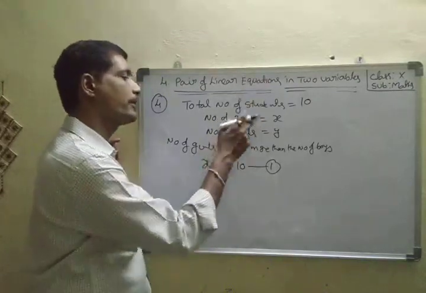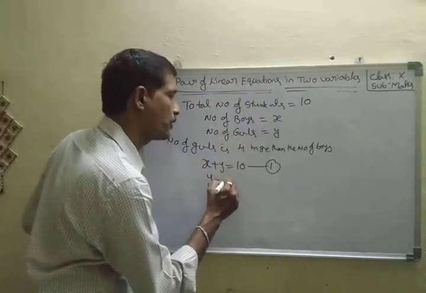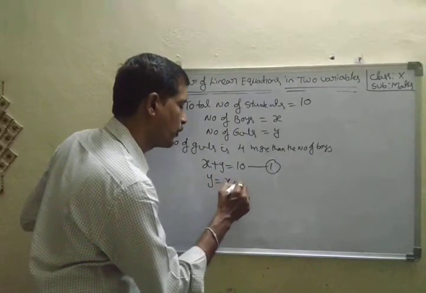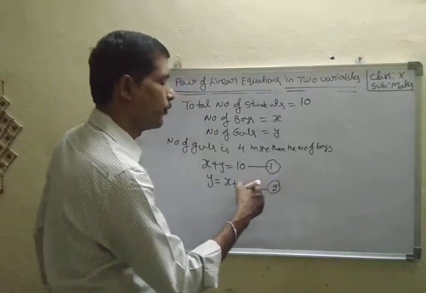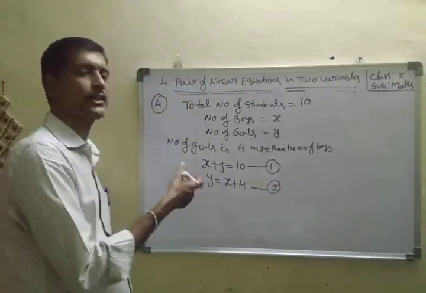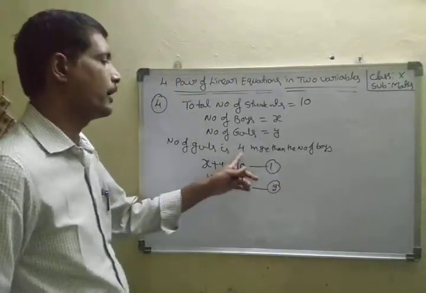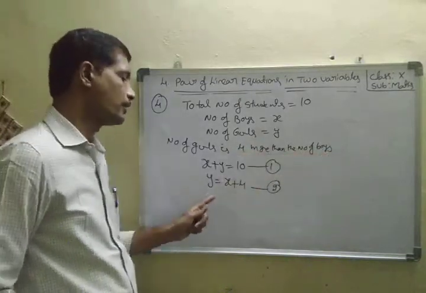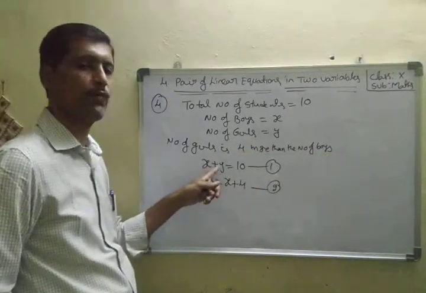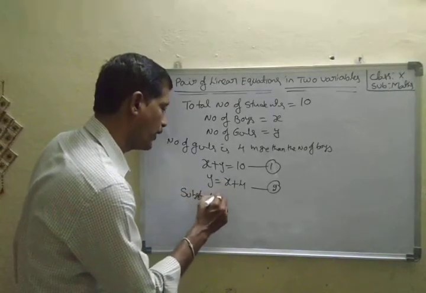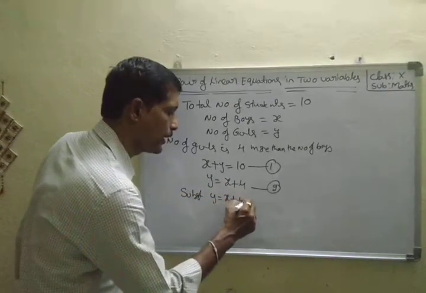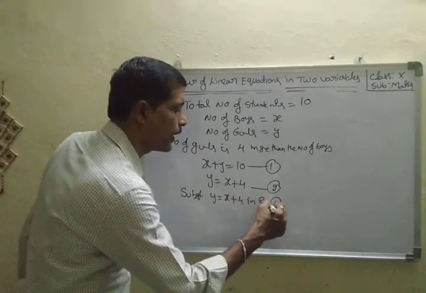Here, number of girls is 4 more than the number of boys. So, number of girls equal to what? That is y. Therefore, y equal to x plus 4 or 4 plus x. Whatever it may be, your choice. Both are same only. Here, 4 more than the number of boys. Therefore, this y value substitution in equation 1. Substitute y equal to x plus 4 in equation 1.